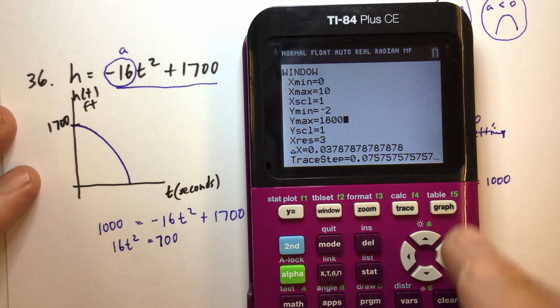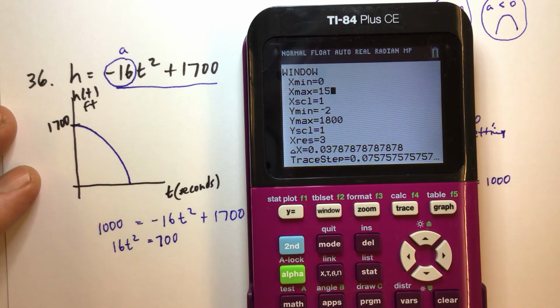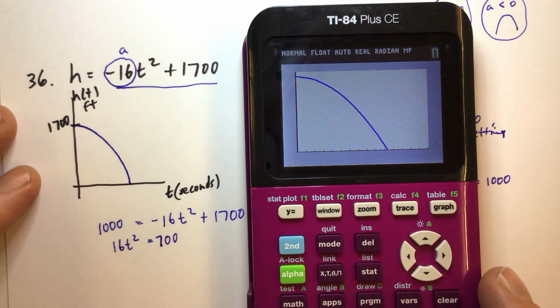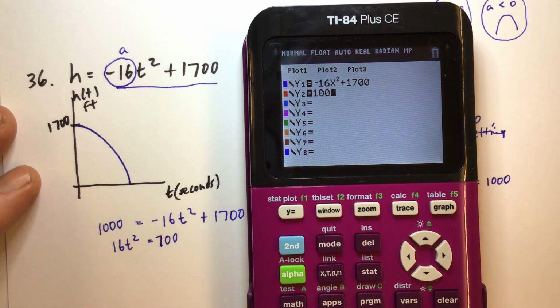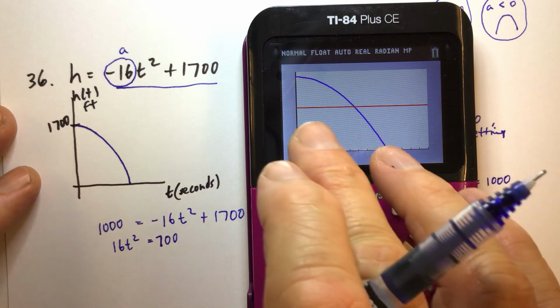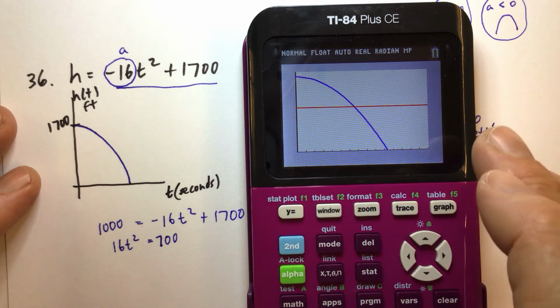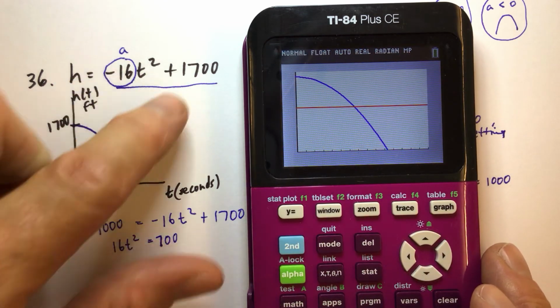So we can see that's what the graph would look like. And it looks like it's going to take a little longer than 15 seconds to get down to the ground, or longer than 10. So that's what the graph would look like if we also graph y equals 1,000. If we graph that, we would see that red line is the graph of y equals 1,000. The blue curve is our height curve as a function of time.